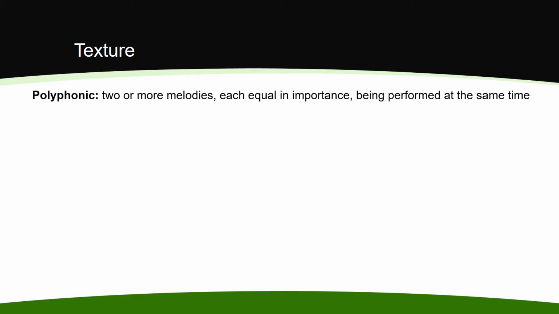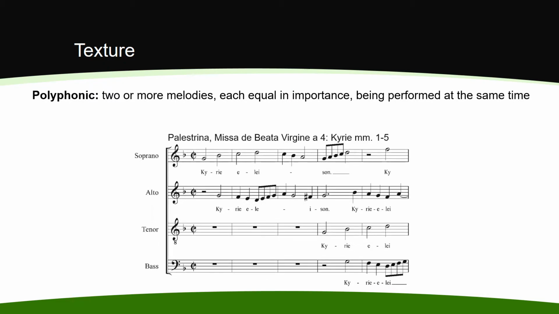The next texture type is called polyphonic. Polyphonic music consists of two or more melodies being performed at the same time. The melodies can move independently of or in imitation of one another.